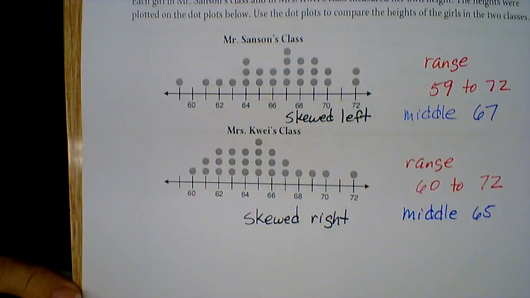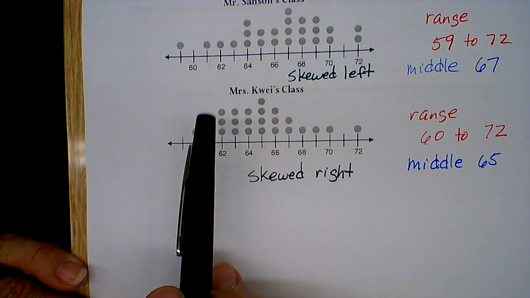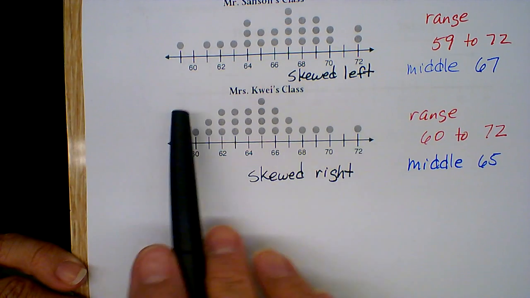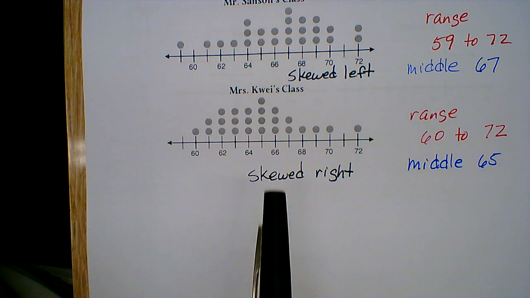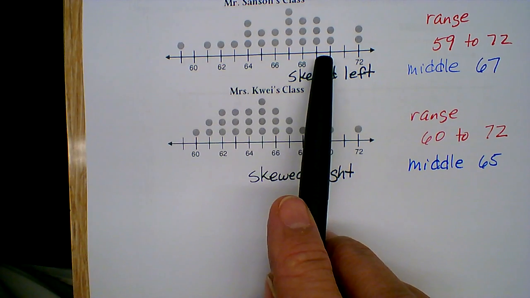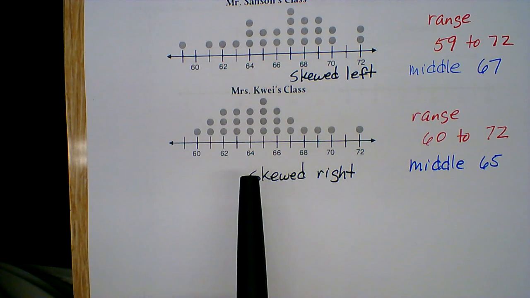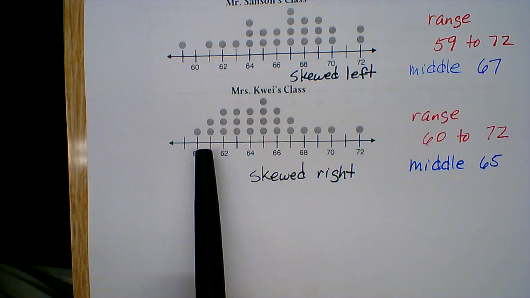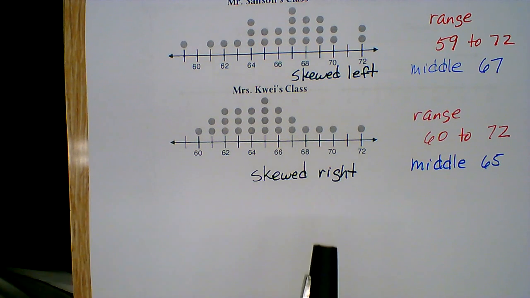The majority of the girls are within approximately 6 inches. The majority of the girls in Mr. Sanson's class seem to fall between about 64 and 70, and in Mrs. Kwai's class, they seem to fall mostly between about 61 and 67 inches.